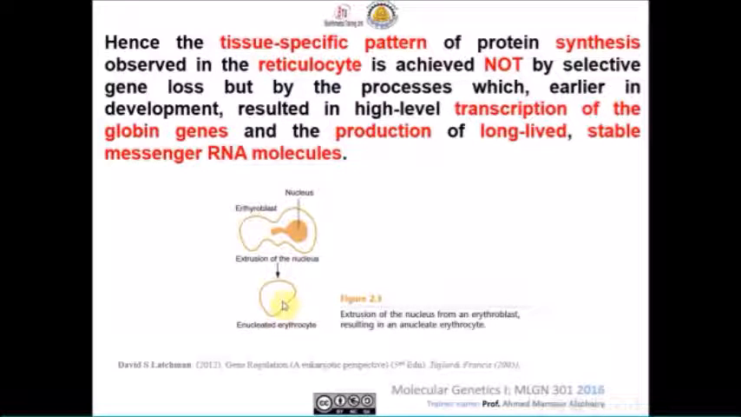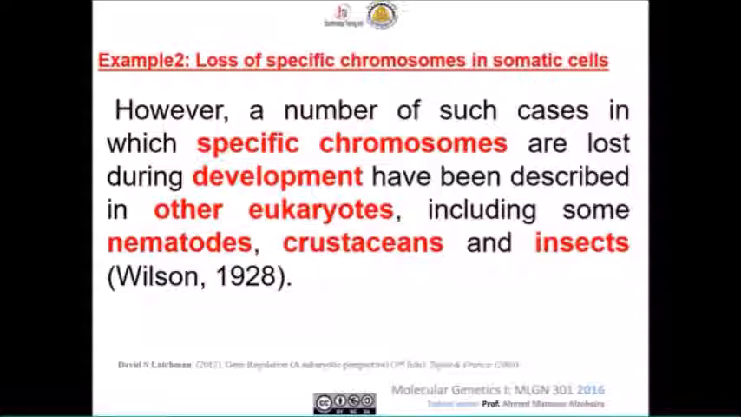So this extrusion of the nucleus, of course, happens only in this case. We cannot find it in other cell types in other tissues. In this case, because the cell doesn't need the other genes, it simply gets rid of them. Here in example 2, we'll see loss of specific chromosomes in somatic cells.